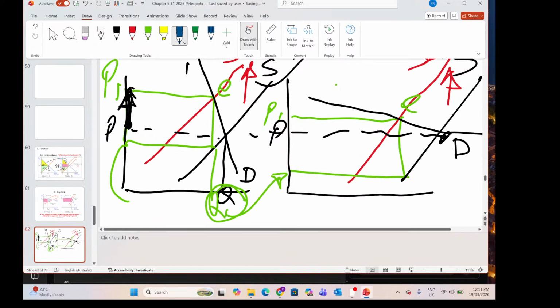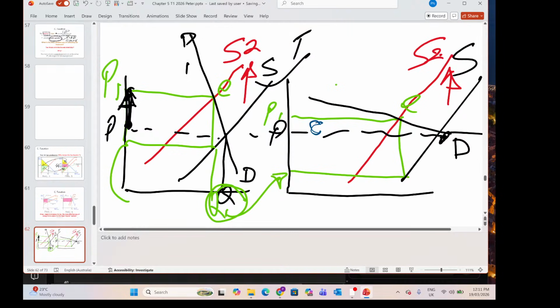What else could we say? The burden on the consumer on the left-hand side, the price inelastic goods, is bigger. So this one's inelastic. The consumer is paying a much bigger price rise, but the producer is paying a much smaller amount of the tax. On the inelastic one, the producer pays a smaller amount. The consumer pays a bigger amount.